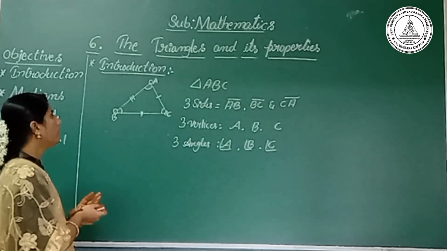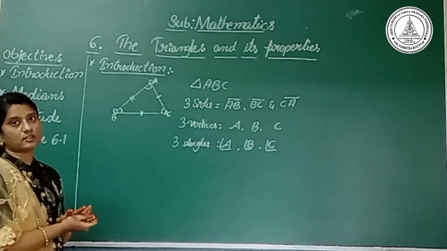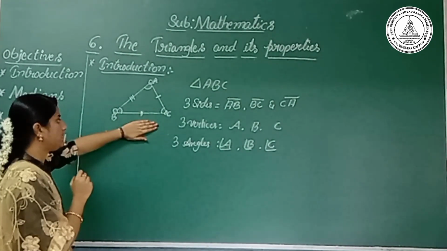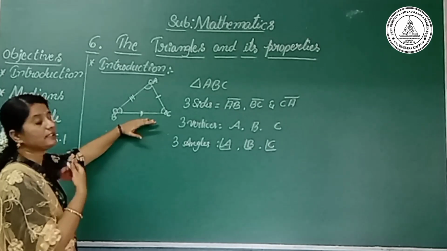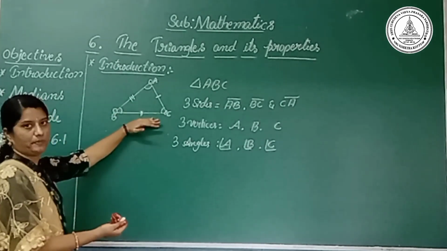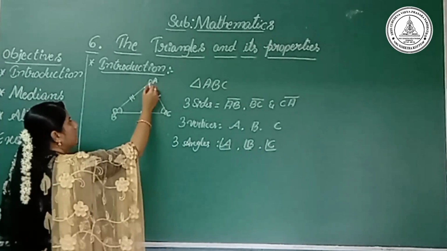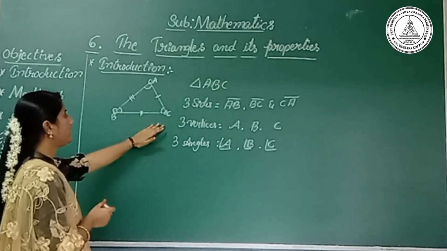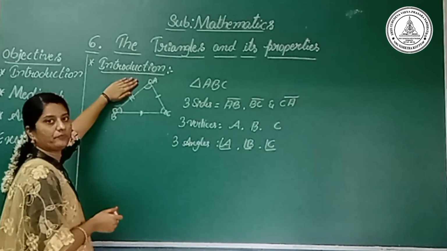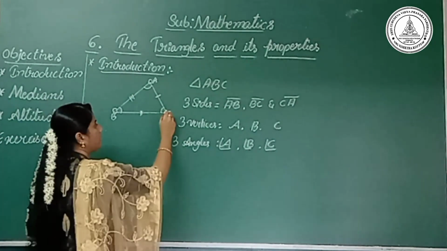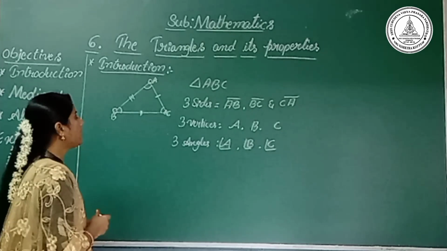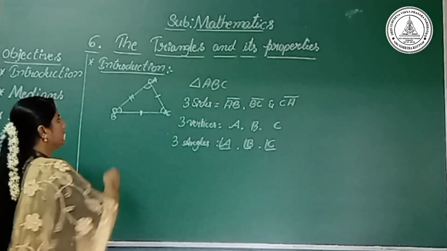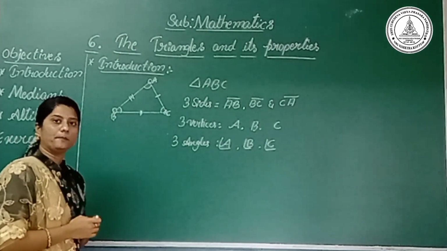Can you tell me what is the opposite vertex of the side BC? Yes, it is obviously the vertex A. At the same time, which is the opposite vertex of the side AB? Yes, that is the vertex C. And what is the opposite vertex of the side AC? Yes, that is the vertex B.